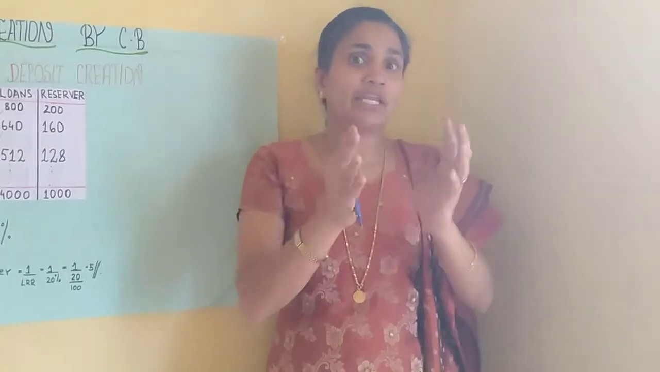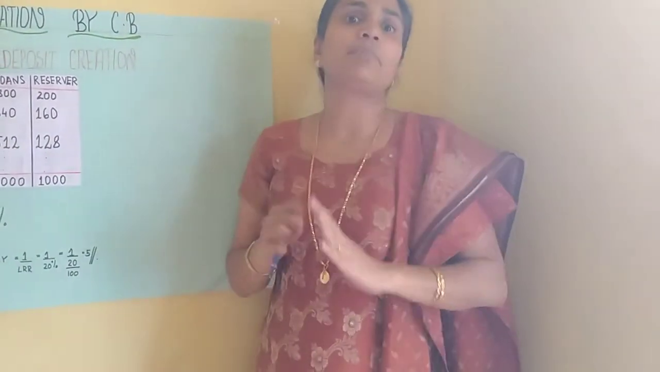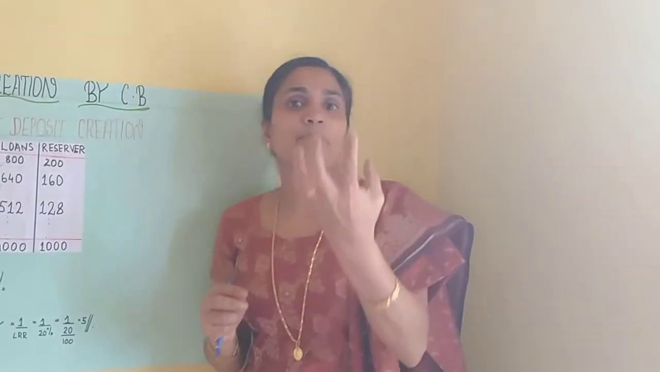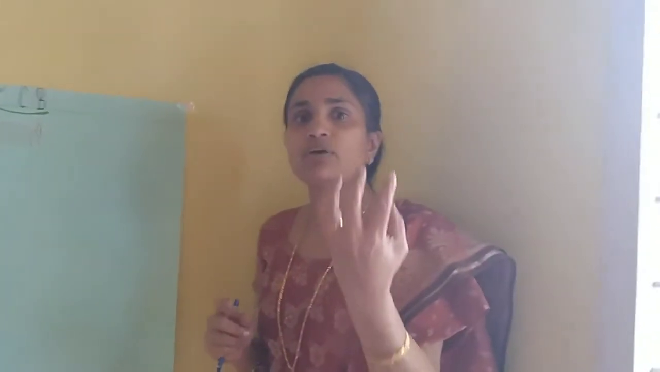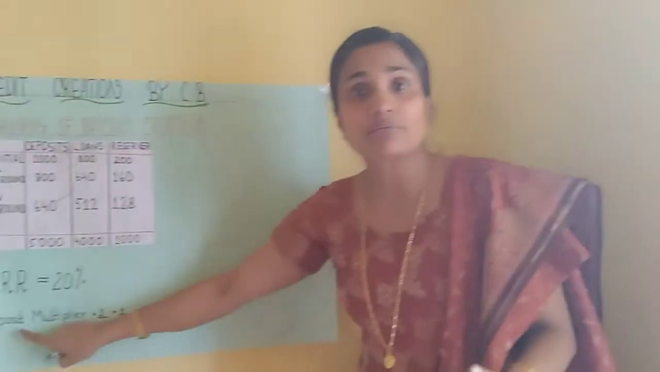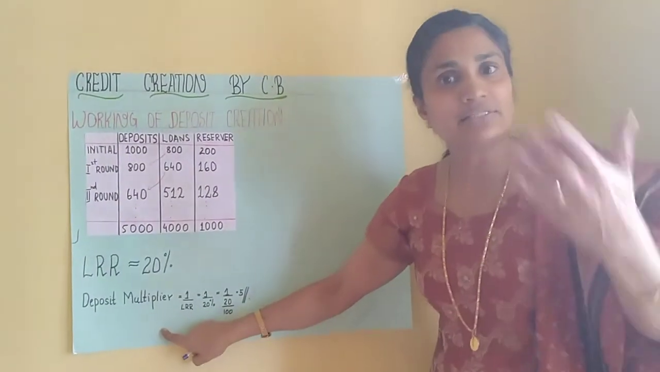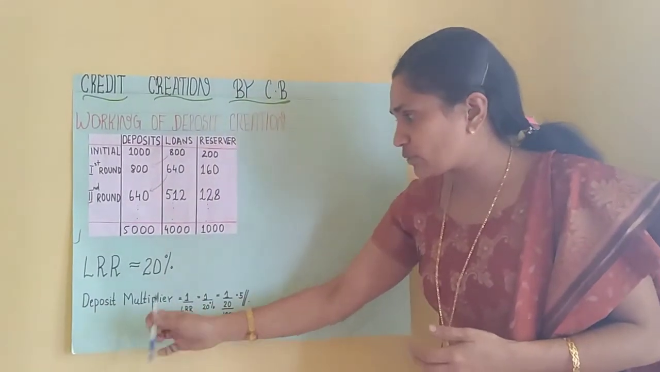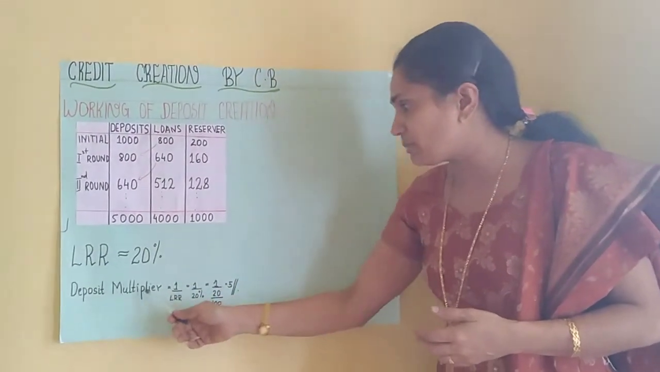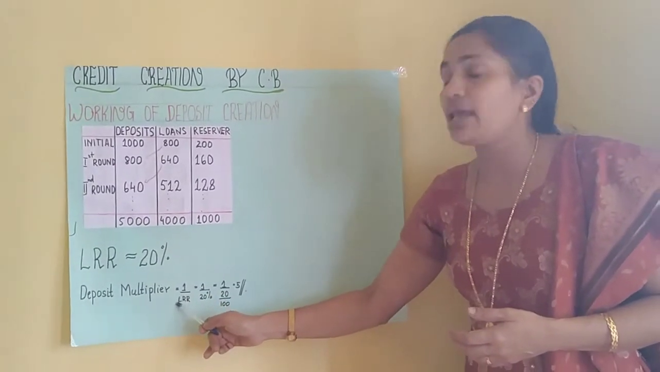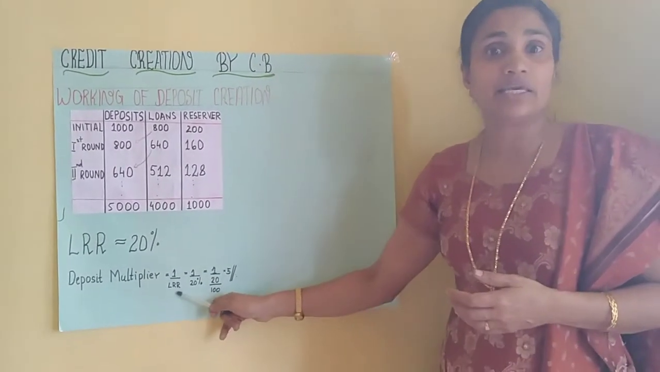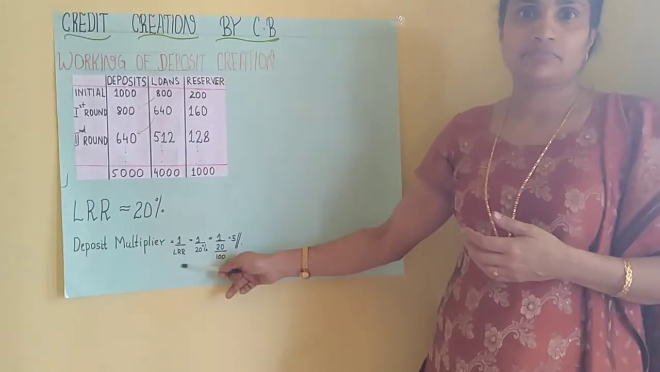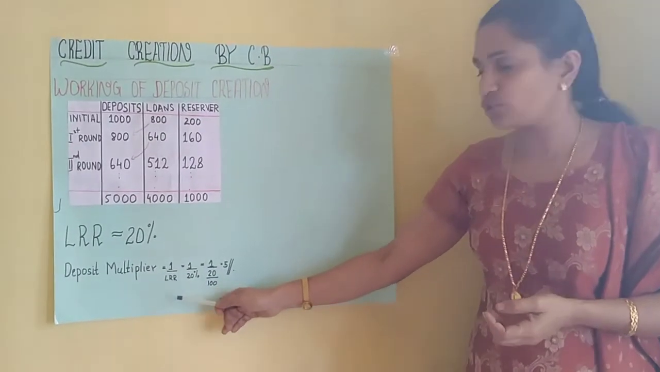For the creation of money in the commercial banks, this LRR plays an important role. There we can see deposit creation or money creation, and there is a formula for creating the deposits: the deposit multiplier. What is the formula for calculating this deposit multiplier? Deposit multiplier is equal to 1 by LRR. And this LRR, the legal reserve ratio, is decided by the central bank. That I will explain in the next video.